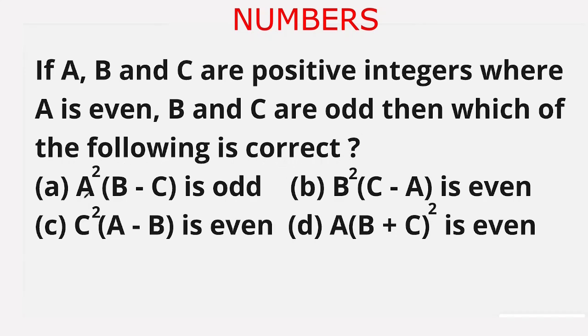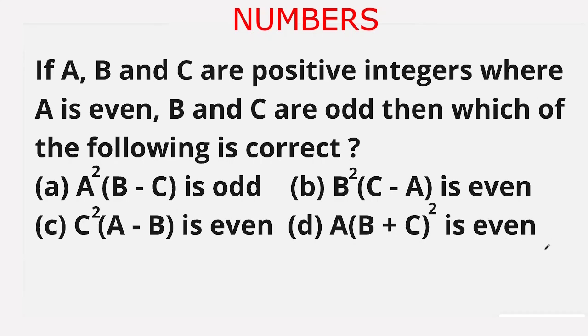Option A: A square into B minus C is odd. Option B: B square into C minus A is even. Option C: C square into A minus B is even. Option D: A into B plus C whole square is even.